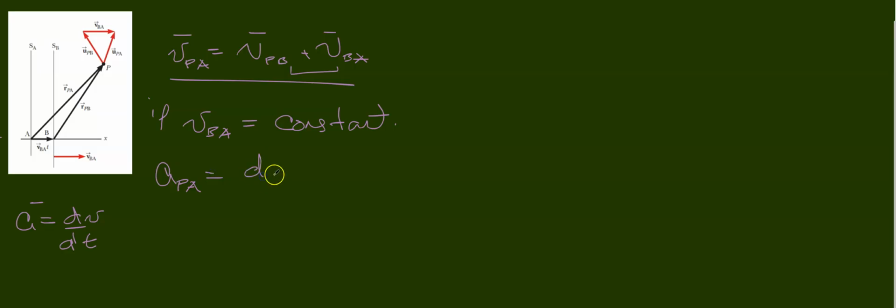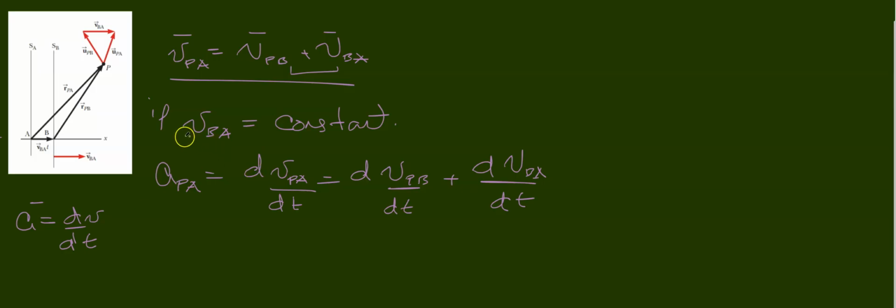this is going to be the first derivative of pa with respect to time, which is going to be the derivative of pb with respect to time plus the derivative of ba with respect to time. But again, if ba is constant, then there is no change. This is zero, and what this tells us is that the acceleration of particle p as measured from a is equal to the acceleration of particle p as measured from b.